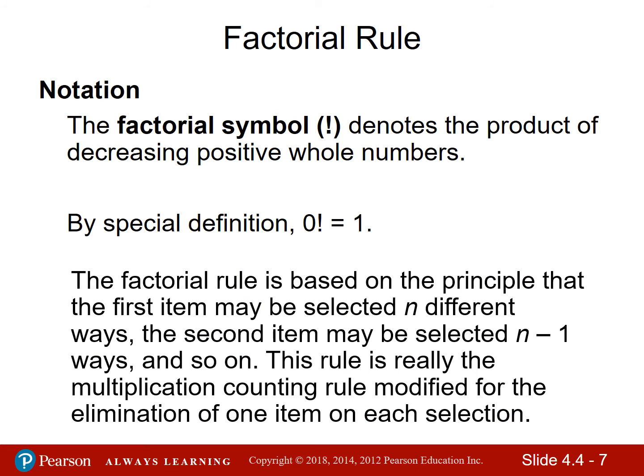The factorial rule is based on the principle that the first item may be selected in n different ways. The second item may be selected n minus 1 ways, and so on, right? So if you select the first one, for instance, your first student, second student, up to fifth student, the first student can be selected 5 ways. So that's why we have 5. The second student can be selected 5 minus 1 ways, which is 4. The third student can be selected 5 minus 2 ways, which is 3, and so on.